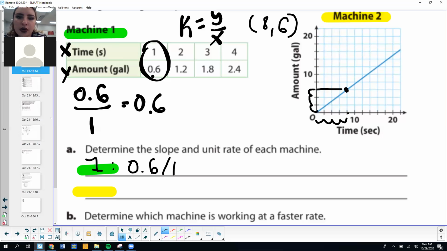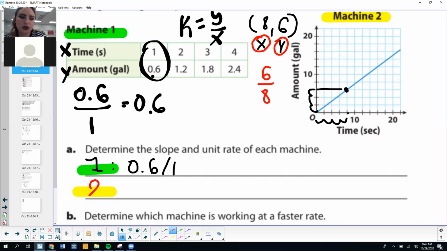So we've got a point, and that's our x and that's our y. Remember, if we want to figure out the unit rate or our constant of proportionality, we're going to take y divided by x. So we're going to take our y, 6, divided by x, which is 8. So 6 divided by 8.